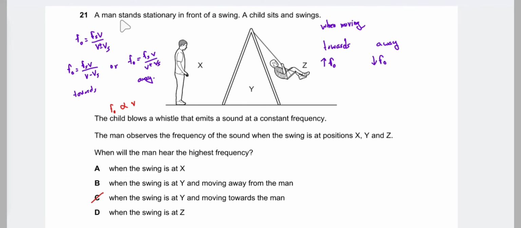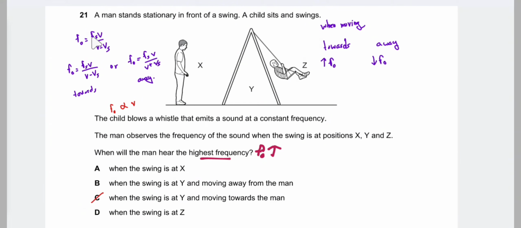That is 21. A man stands stationary in front of a swing. A child sits and swings. The child blows a whistle that emits a sound at constant frequency. The man observes the frequency of the sound when the swing is at position x, y, and z. When will the man hear the highest frequency? That is, when the observed frequency is highest.